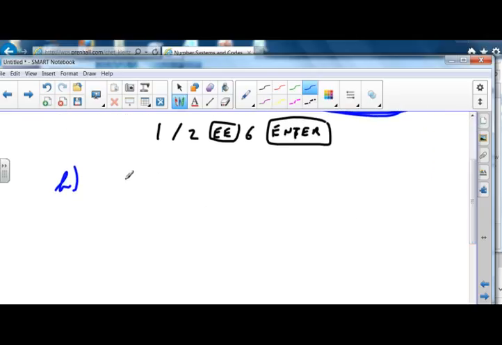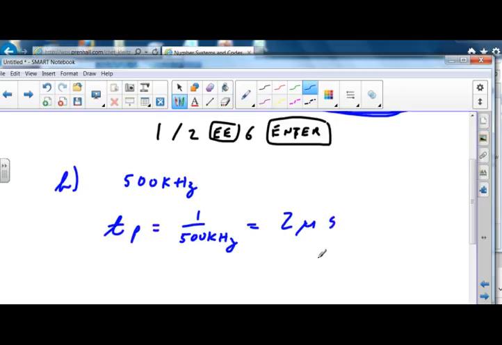B, you have 500 kilohertz and you want to know the period. 1/500 kilohertz. 1/500E3. 2 microseconds. 2 × 10⁻⁶ seconds. Either of those are perfectly the same. That's all right.